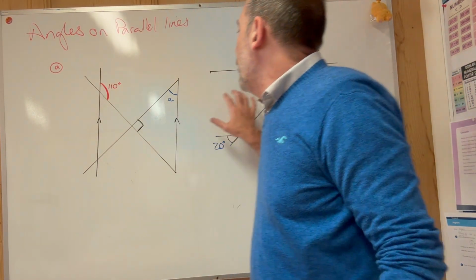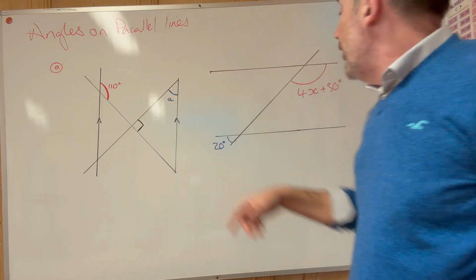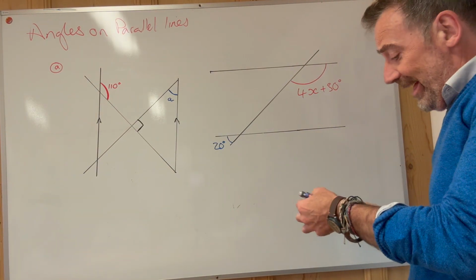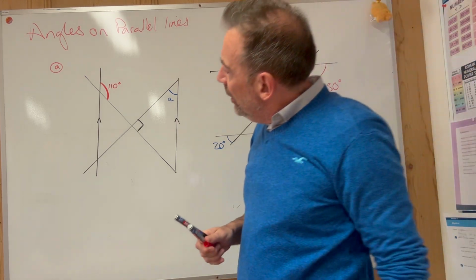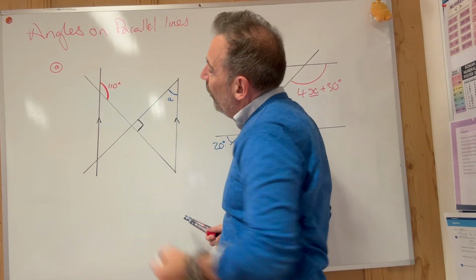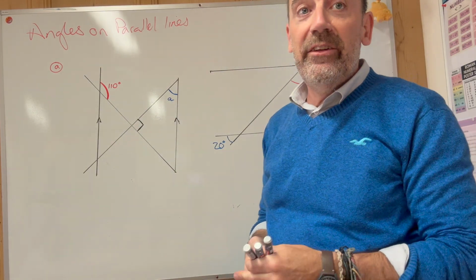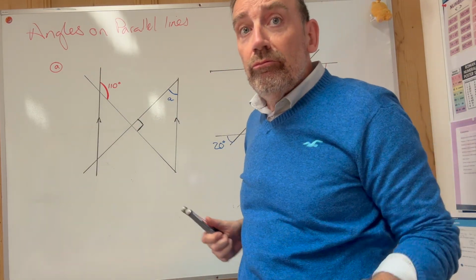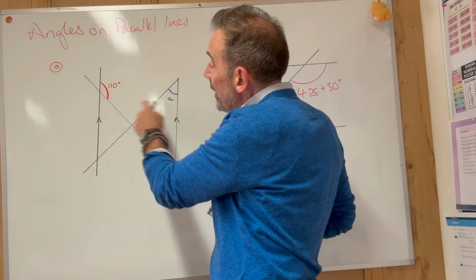Okay, two problems on the board for you to solve. We need to find out what A is, and we also need to find out what X is. Based on that, how can we get to A knowing the only angle given is 110 there? How can we possibly get to that? Any ideas? How can I get to A? I only know that one.